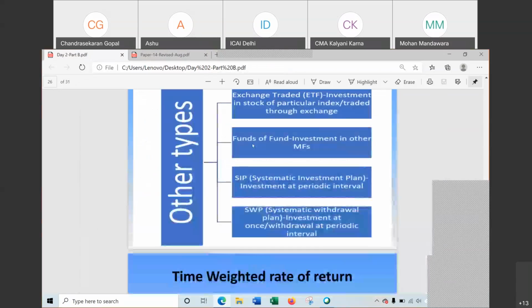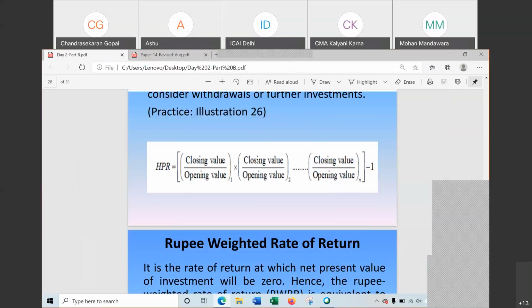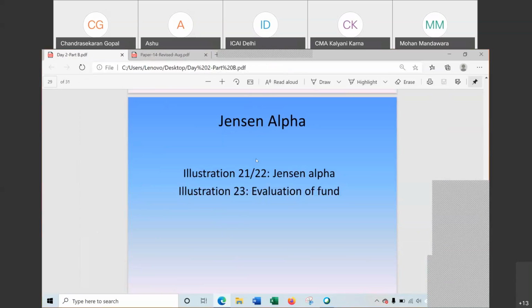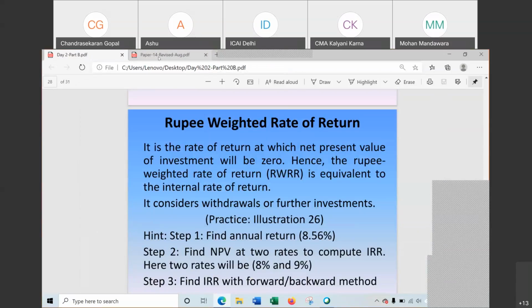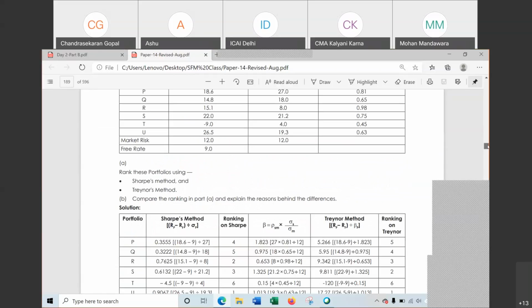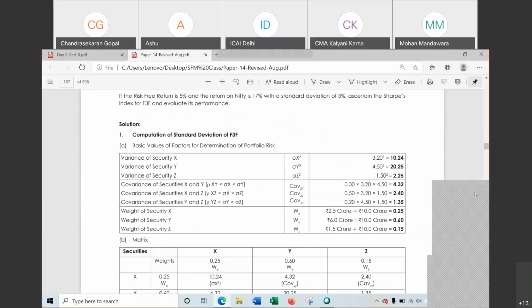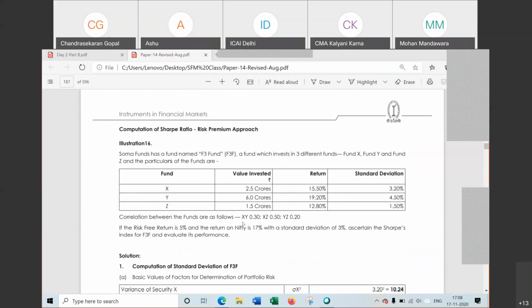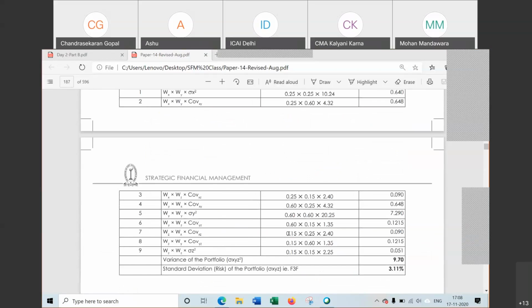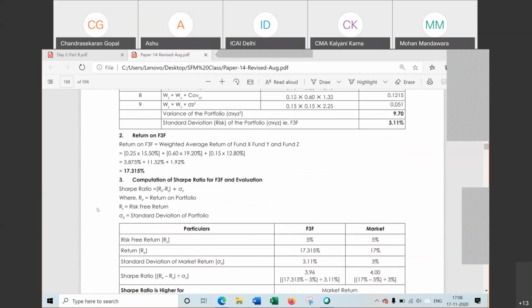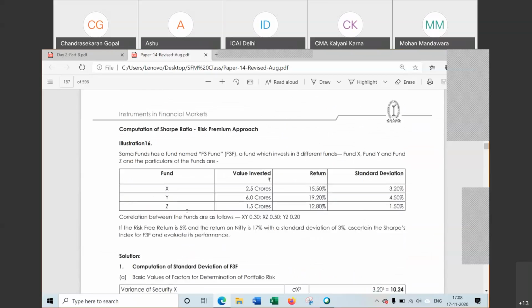अब तो कुछ questions practical part B, that is time weighted rate of return, rupee weighted rate of return, and from this illustration 16 से start करते हैं. Illustration 16, Sharpe ratio and Treynor ratio we have read last time. Sharpe ratio: RP minus RF divided by standard deviation. Treynor में हम बीटा लेते हैं. Question number 16 is for Sharpe ratio.